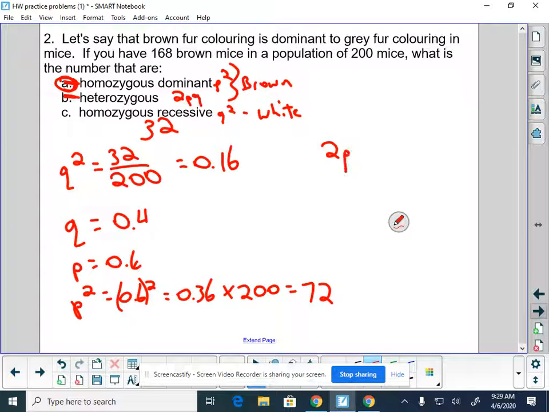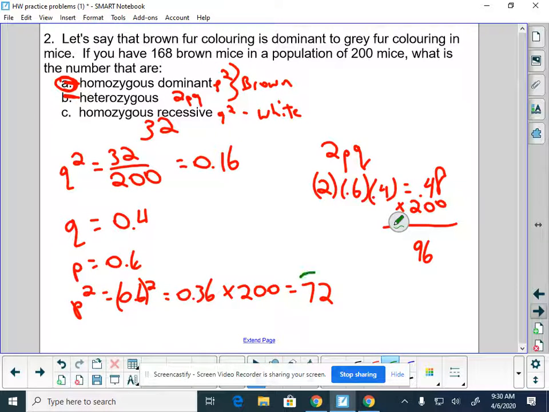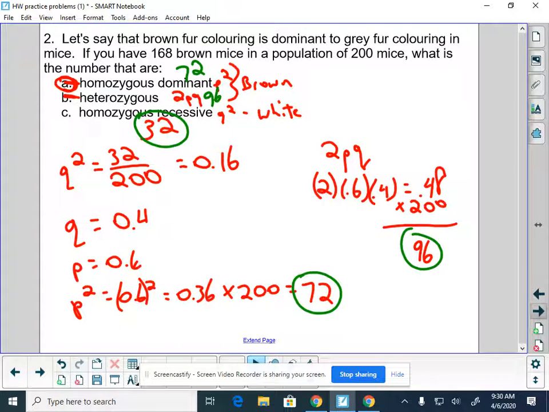2PQ: 2 times 0.6 times 0.4 gives us 0.48. But again, there's 200 of them, which means out of the 200, 96 of them are 2PQ. So we've got 72 homozygous dominant, we've got 96 heterozygous, and we already had our 32 of the homozygous recessive. Always start with your homozygous recessive number.